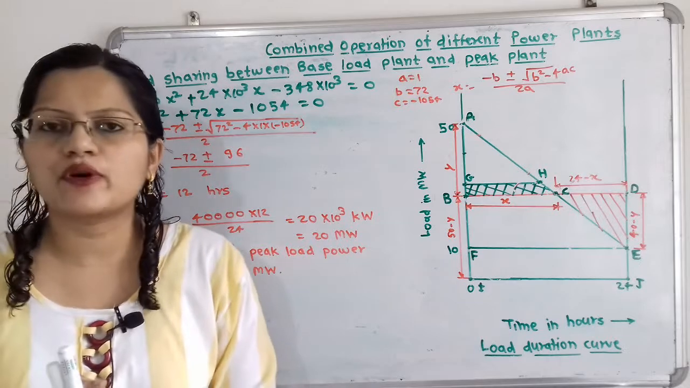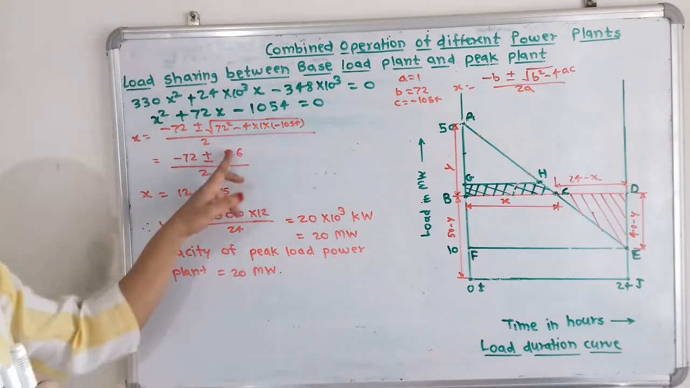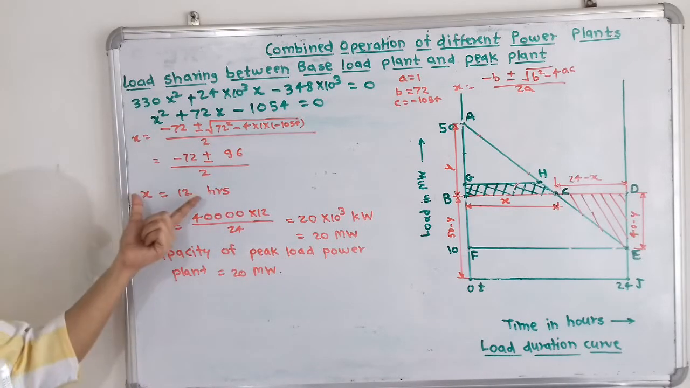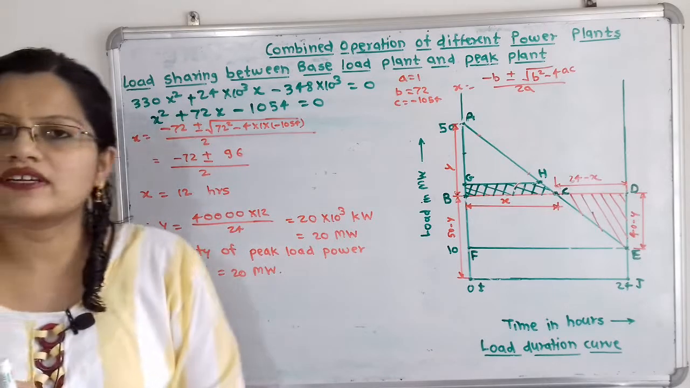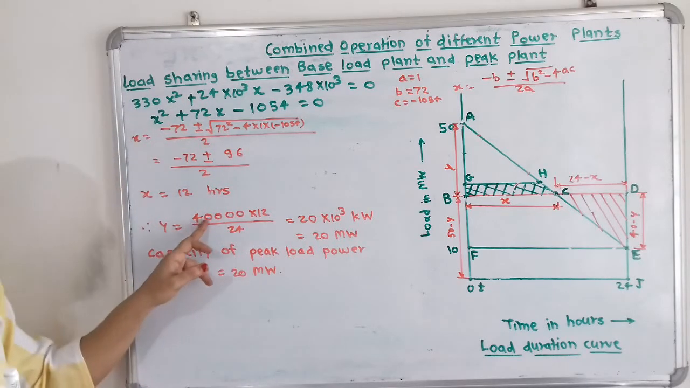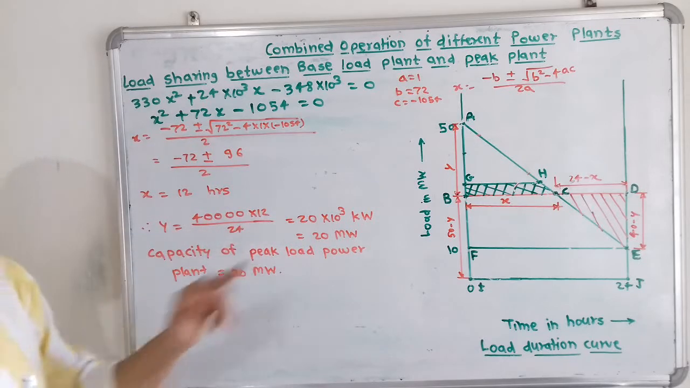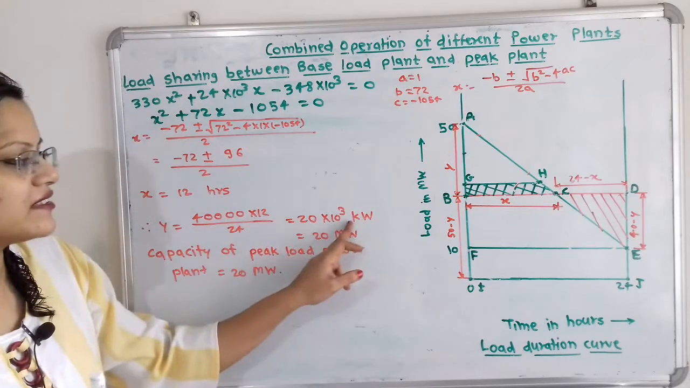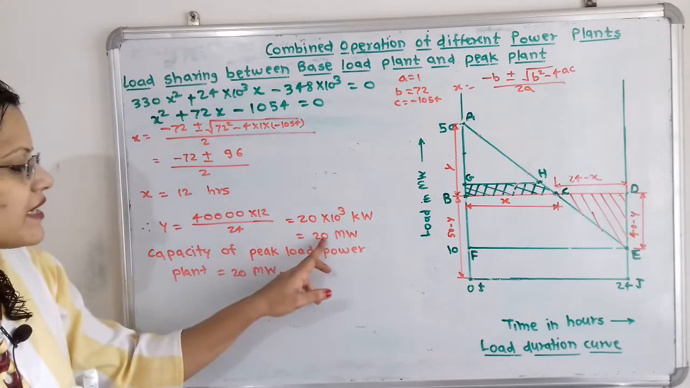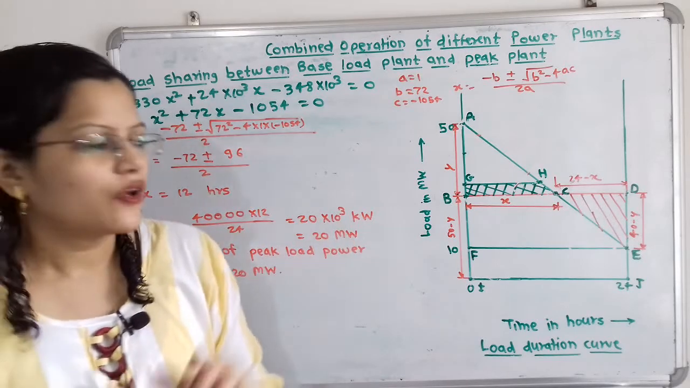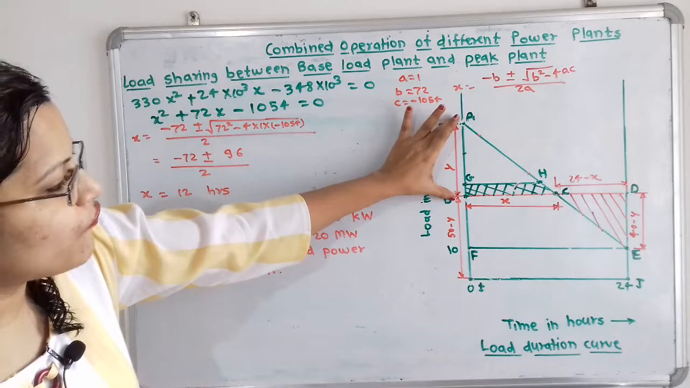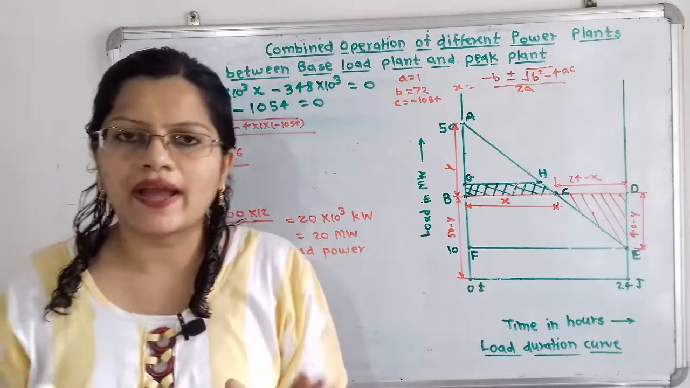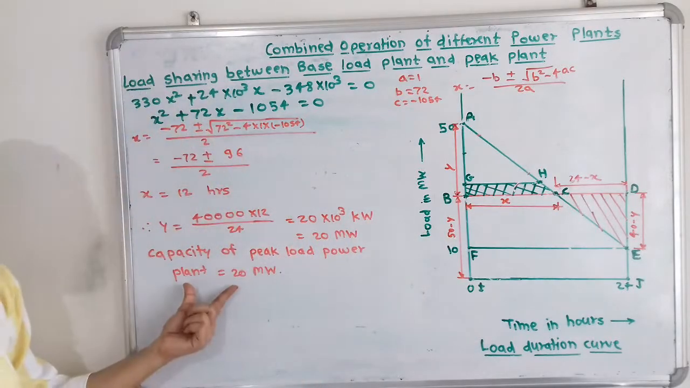Now here x is the number of hours, so we have to take the positive number. So (96 − 72)/2, that is x = 12 hours. Now if we put the value of x in to calculate y, we get y = 40,000 × 12/24, that is 20 × 10^3 kilowatt. Because here 40 is in kilowatt, the answer will also be in kilowatt, so the answer is 20 megawatt. Now if we observe this diagram, the value of y is the capacity of the peak power plant, that is y = 20 megawatt, and this is the answer.